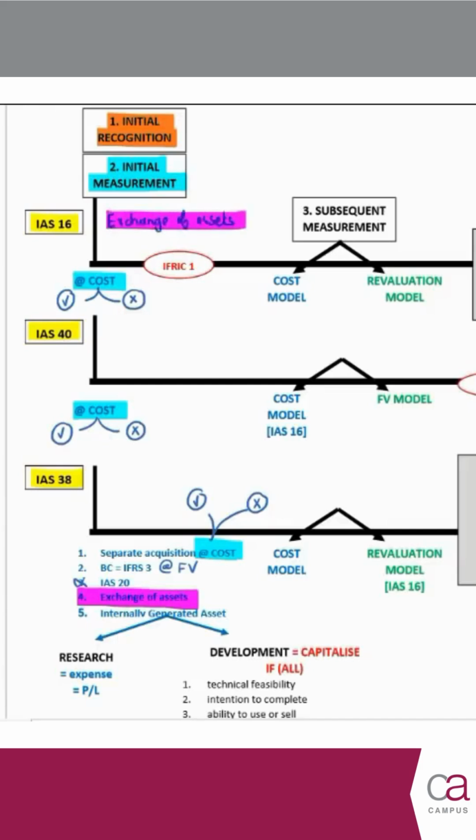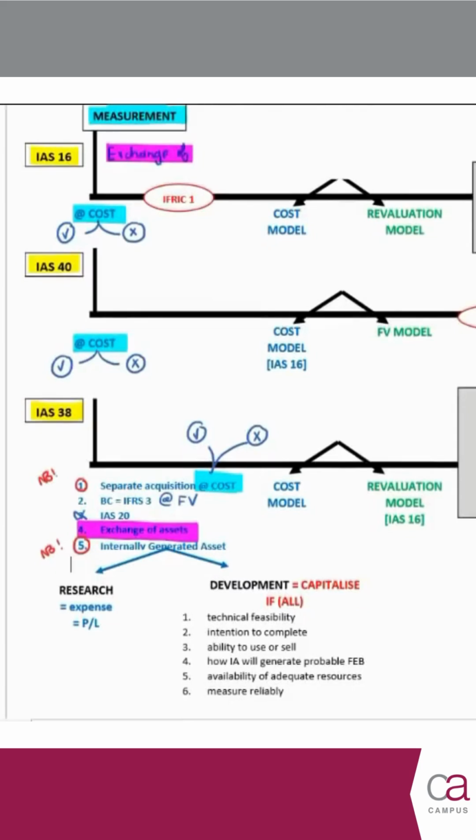Then number 5, our very important one, internally generated assets. Now, guys, this is NB. When you look at these 5, our first one, separate acquisition, is important, and our internally generated assets. Now, internally generated assets are divided into a research phase where you will have to expense the costs, and a development phase. Now, the development phase can be capitalized only if the following 6 criteria are met. Now, guys, all of them, this is an and.